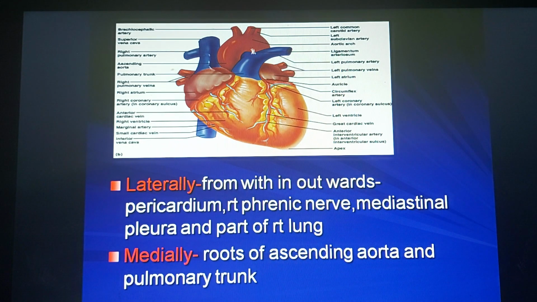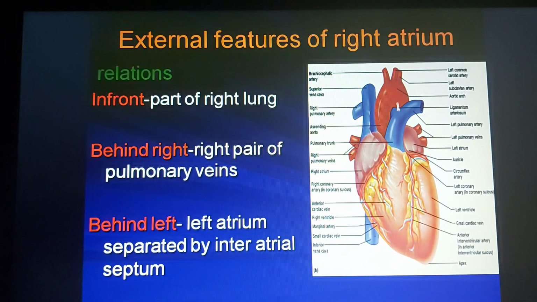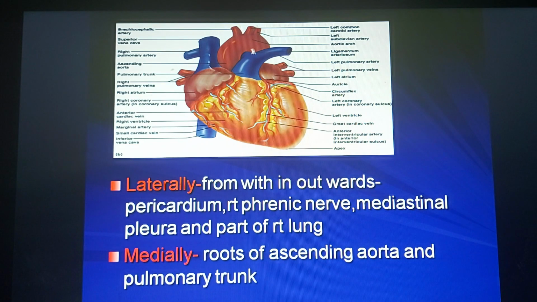So the relations are: in front, part of the right lung; behind right, the right pair of pulmonary veins; behind left, the left atrium, separated by the interatrial septum. Laterally, from within outwards, pericardium, right phrenic nerve, mediastinal pleura and part of the right lung. Medially, the roots of the ascending aorta and pulmonary trunk.